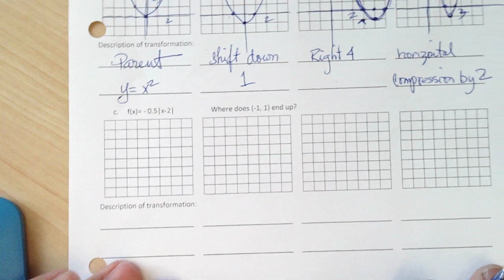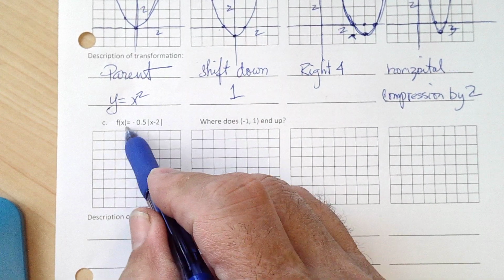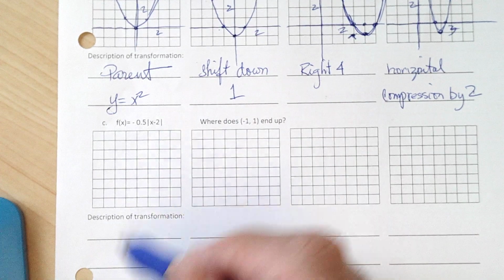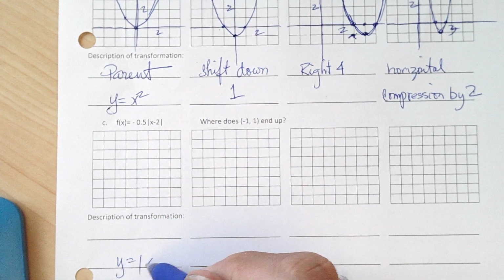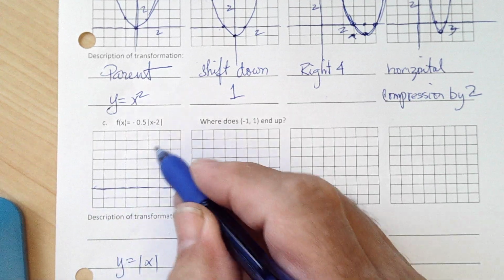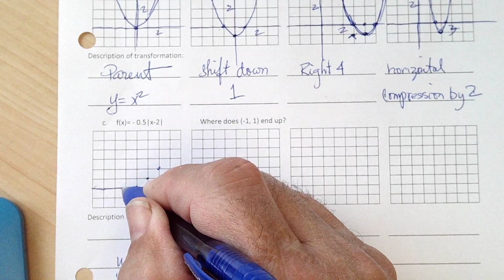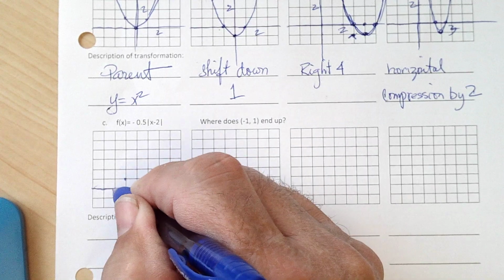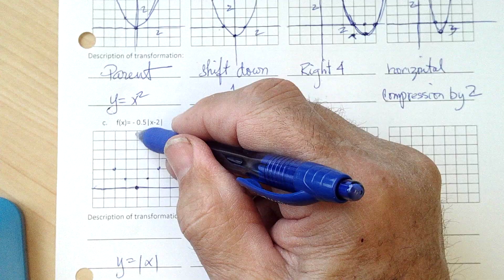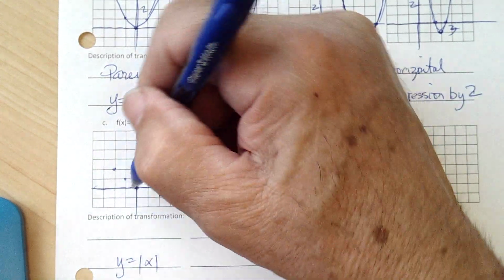All right, the next one. The parent function this time is an absolute value, which looks like the absolute value of 0 is 0, absolute value of 1 is 1, and absolute value of 2 is 2. Absolute value of negative 1 is 1, absolute value of negative 2 is 2. If that's my y-axis, and that's 2, and that's 2, this is what it looks like.